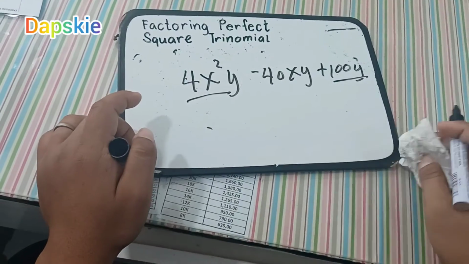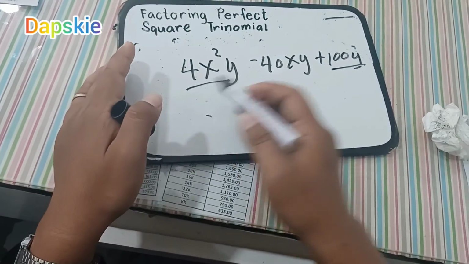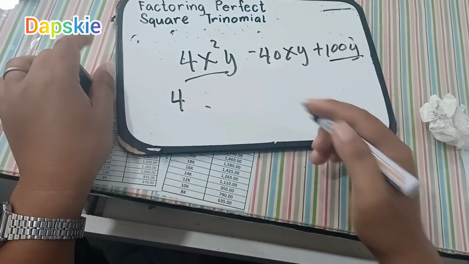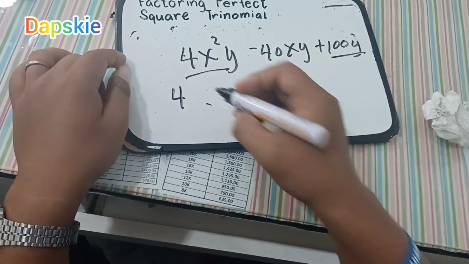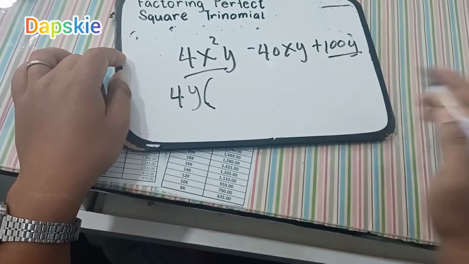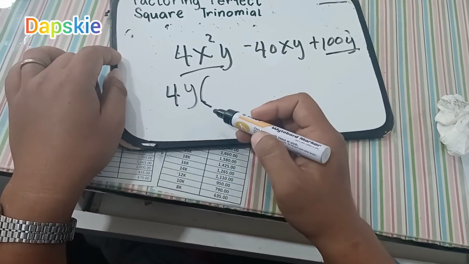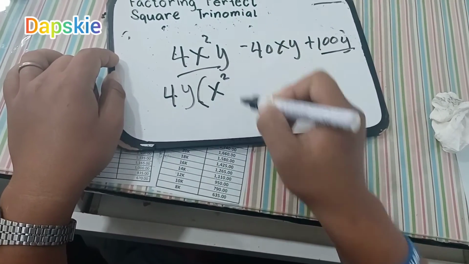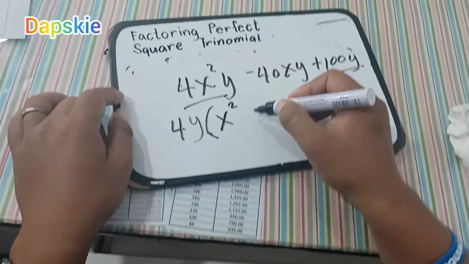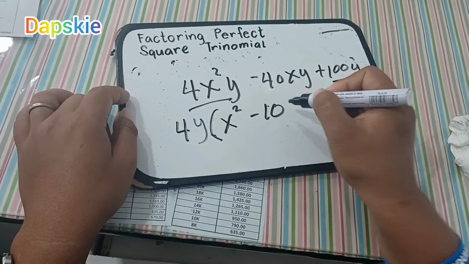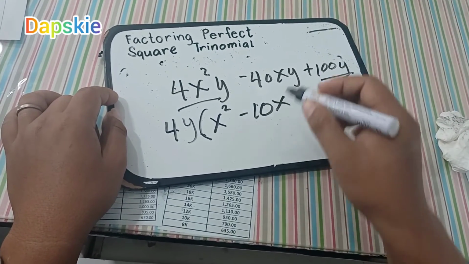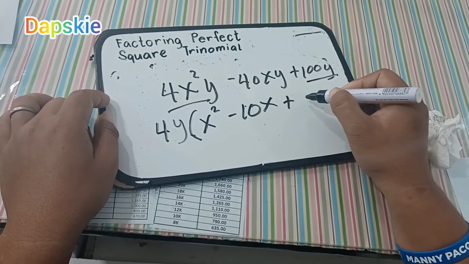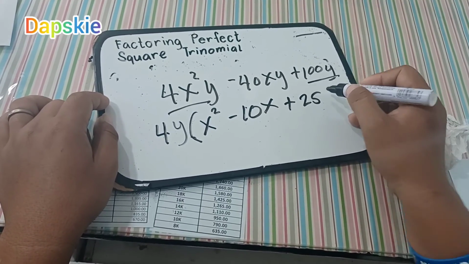For the numbers, 4 is the GCF. For the variables, is there a common variable among all the terms? Yes, there is: y. So, 4x squared divided by 4y, what remains is x squared. 40 divided by 4 is 10, and we copy the sign, so minus 10x. Then y divided by y is 1, and 100 divided by 4 is 25. Remove the y.